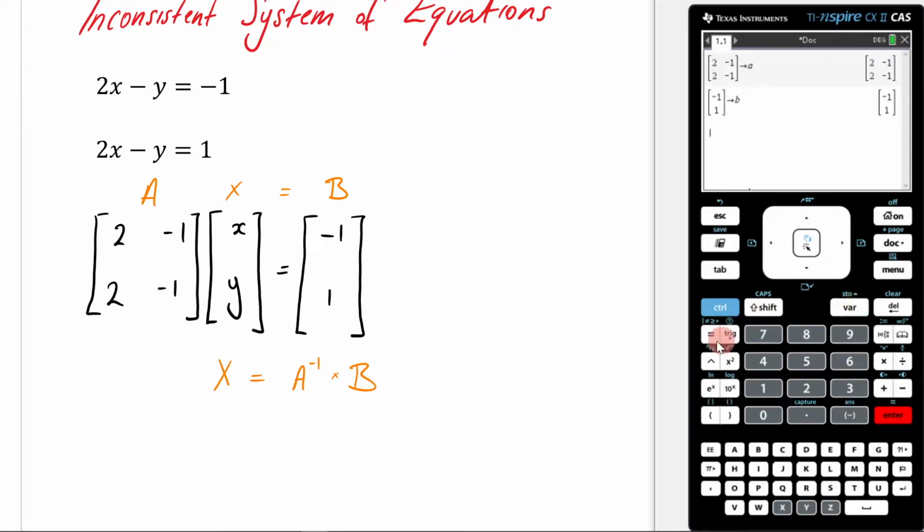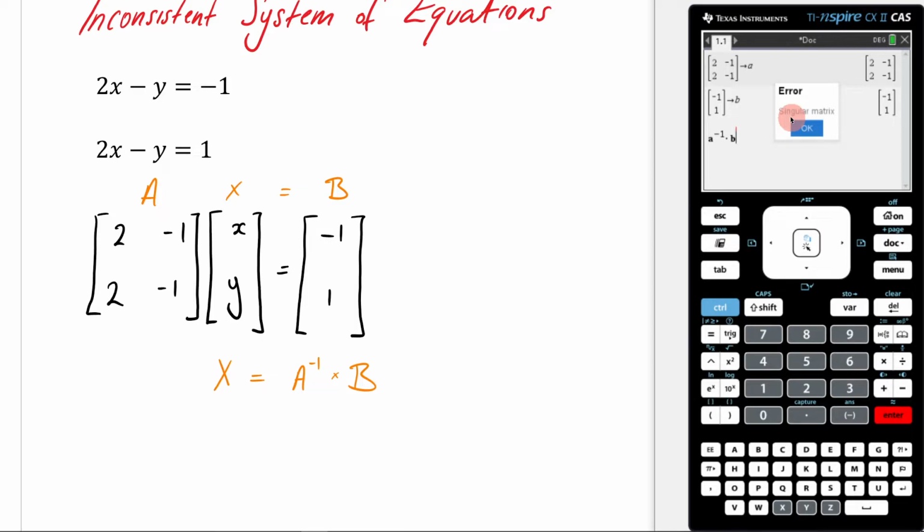And now if we want to solve for X, what we do is we take A, we raise it to the -1, and we multiply it by B. And when we do that, it says singular matrix. And we know what it means when it says singular matrix. A singular matrix is when the determinant is equal to 0. So in other words, you cannot find the inverse of matrix A.